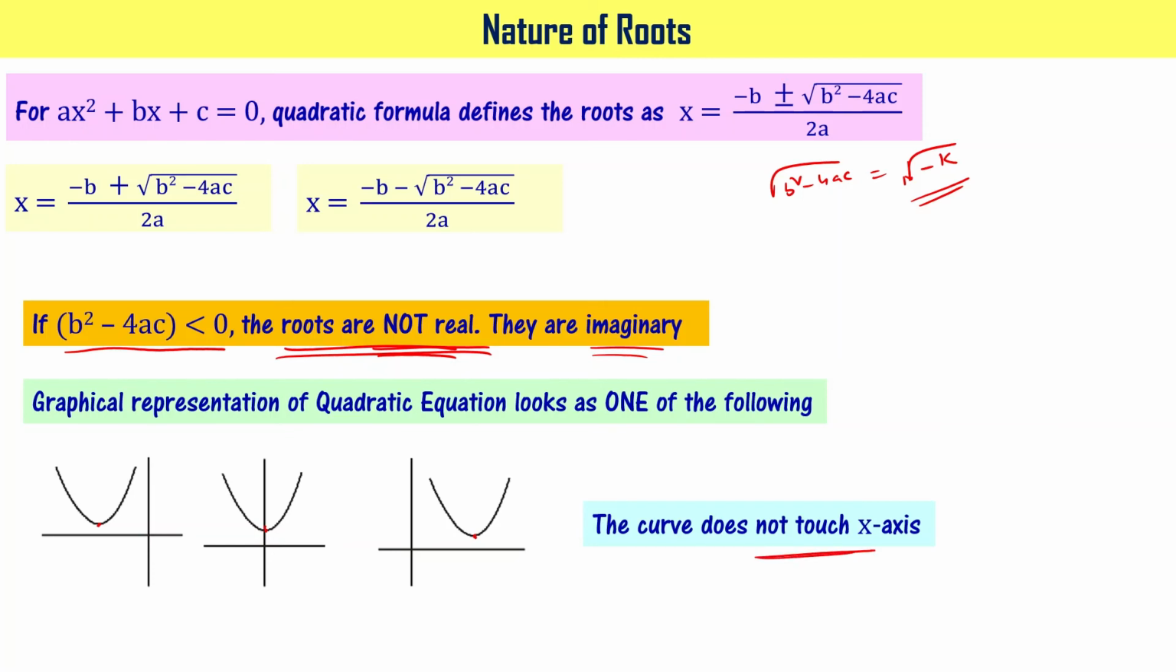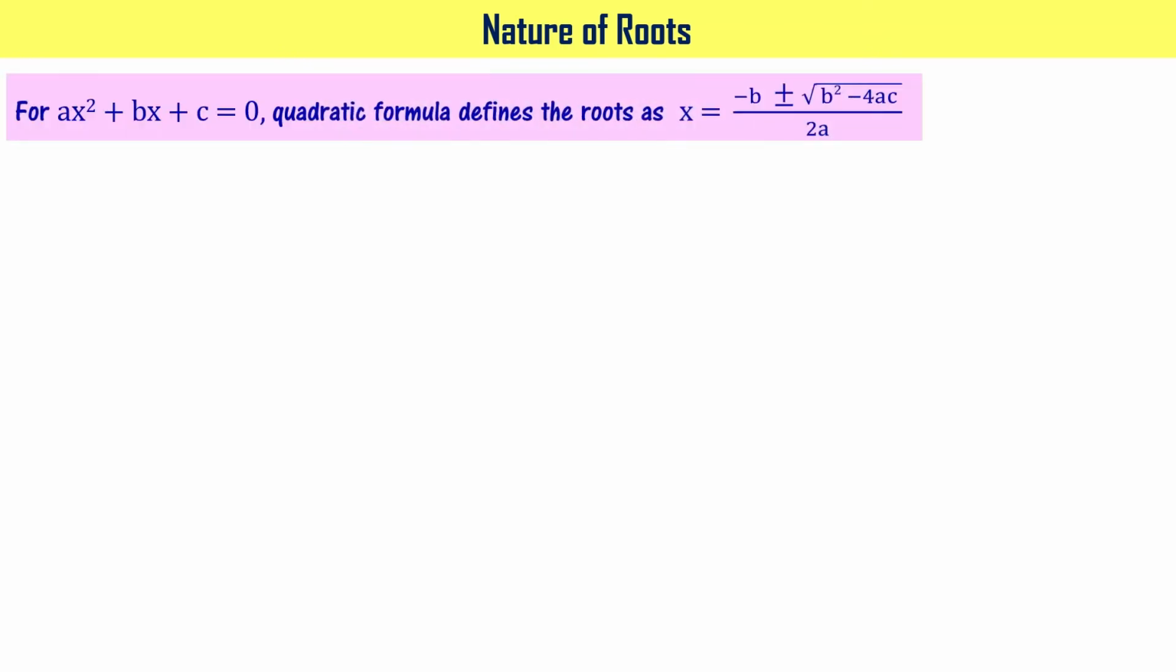When b square minus 4ac is less than 0, you have roots that are not real numbers and the curve doesn't touch the x-axis, right? Let us quickly recall what we have learned till now. We said that for ax square plus bx plus c equal to 0, the quadratic formula defines the roots as x equal to minus b plus or minus square root of b square minus 4ac divided by 2a, right?